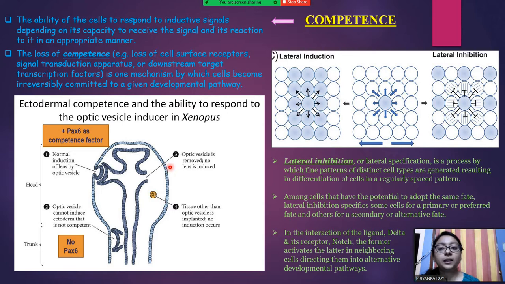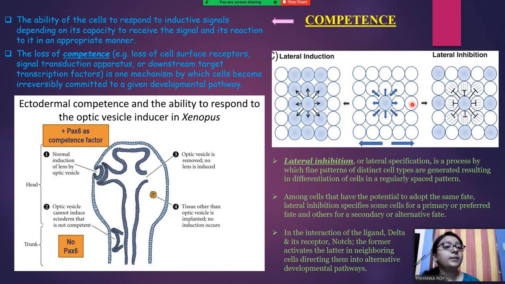So that means it is clear that the optic vesicle is responsible for the inducing signal, and also the ectodermal competence should be there, which is given by PAX6. The PAX6 as a competence factor should be present for the formation of the lens by the optic vesicle. And next is another term which is known as lateral inhibition.